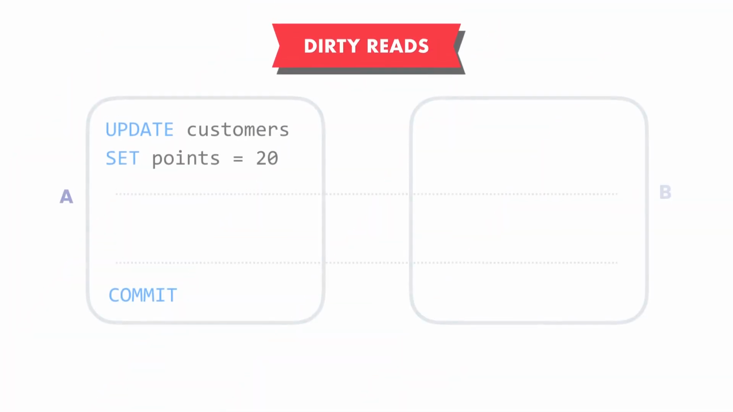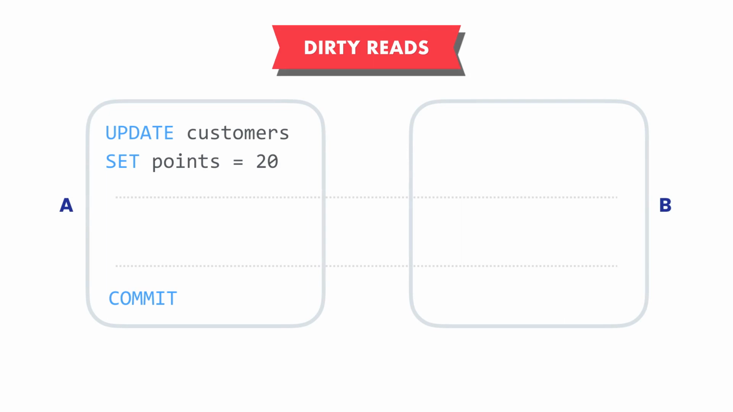Dirty reads. A dirty read happens when a transaction reads data that hasn't been committed yet. For example, transaction A changes the points for a customer from 10 to 20, but before it commits the change, transaction B reads this customer and based on the customer's points makes a decision. Let's say for every 1 point, it gives a $1 discount to the customer. So it's going to give this customer a $20 discount.